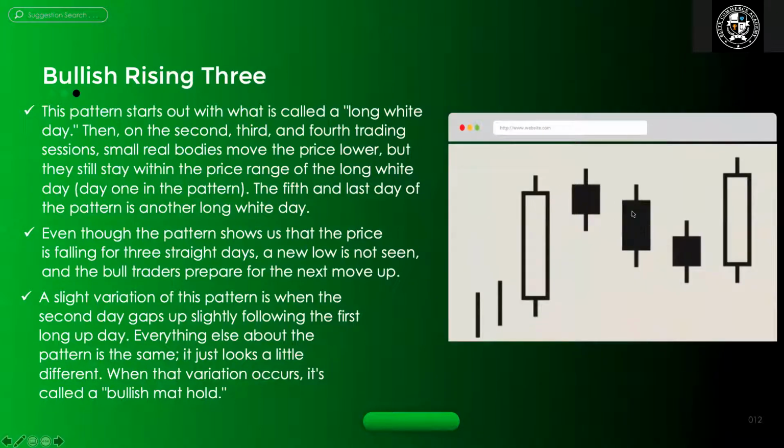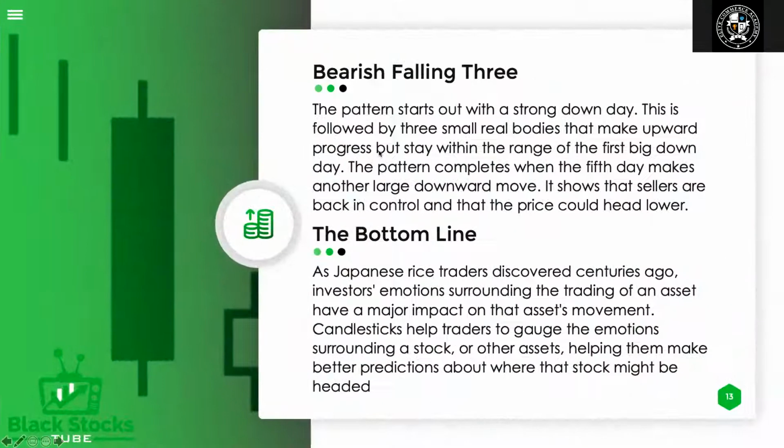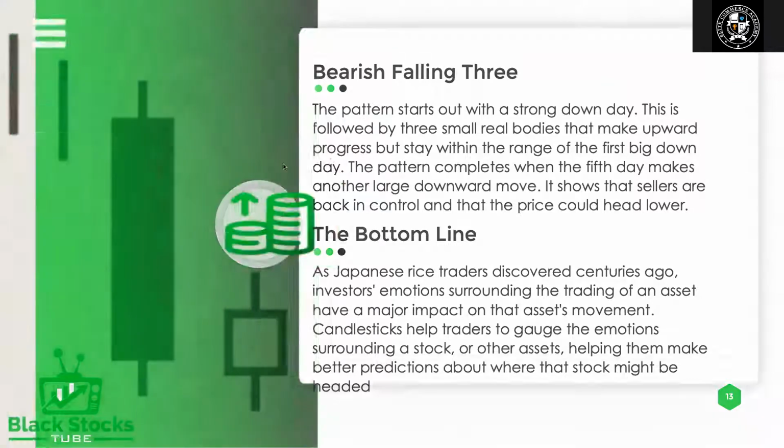So 3 bearish days, all right, and then boom. Basically an engulfing bullish candle right there. Lets you know that the trend is still up, all right? So when we're talking about higher lows and higher highs and stuff like that, when you see this happening, it's almost just like a pullback, and it'll give you a signal to enter long if you see this, basically. Bearish falling 3, same thing in reverse.